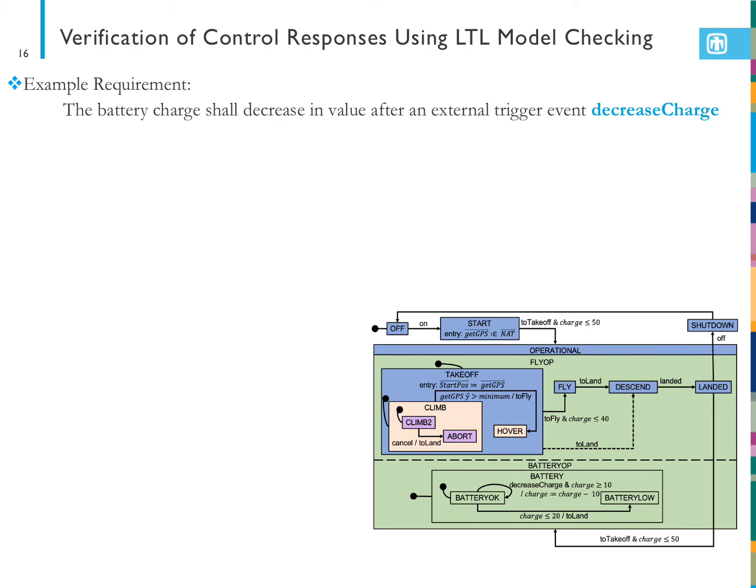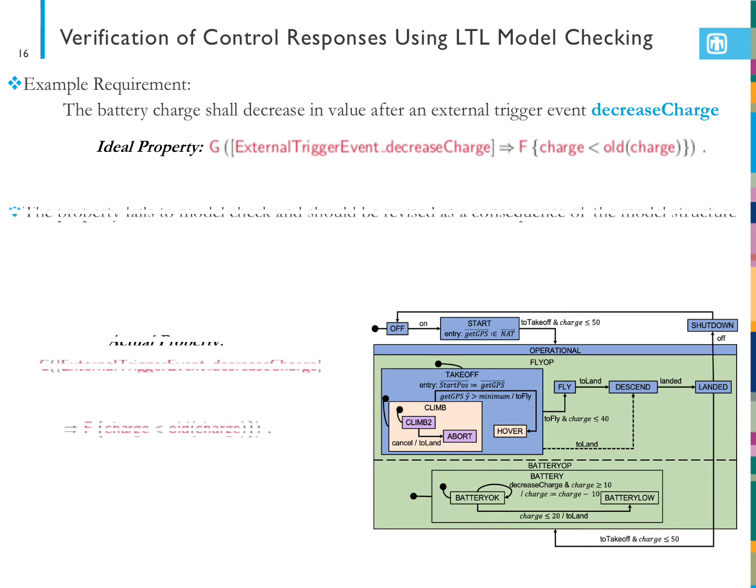The representation for this property will take this form where it will be globally true that if the external trigger event decrease charge is enabled, that would imply that eventually the current value for charge will be less than the previous value. Now, this property fails to model check, and the reason for it is the model construction and the fact that we have a reactive system.